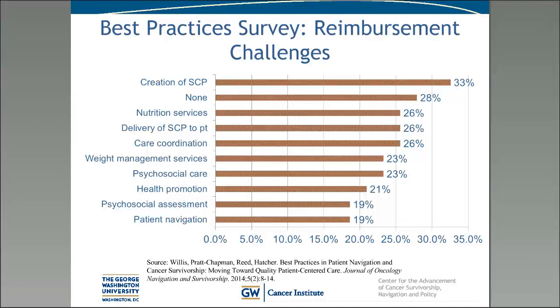Creating the plan can take anywhere from 15 minutes to more than 2 hours, and that time period is true whether or not you have an electronic medical record. So we know that that takes a lot of time and that there aren't currently good reimbursement mechanisms for that. Interestingly, more than a quarter of respondents said that they had no reimbursement challenges. And then other big challenge areas were nutrition services, care plan delivery, care coordination, weight management, psychosocial care, health promotion, psychosocial assessment, and patient navigation. So keep these in mind as we go on to the next slide to talk about reimbursement mechanisms.